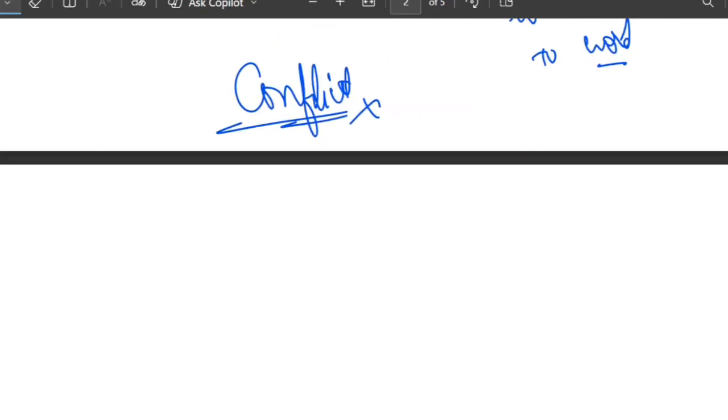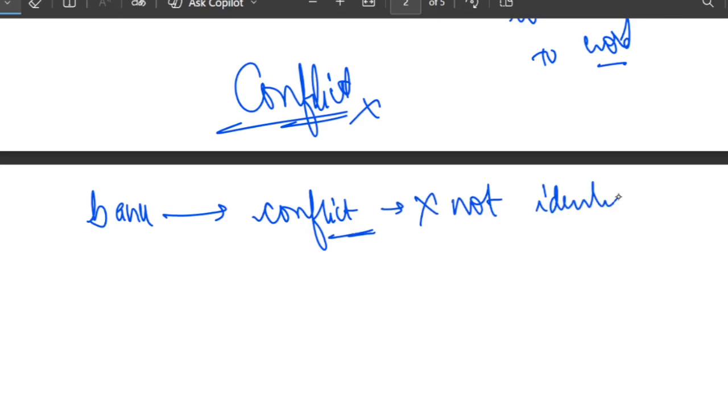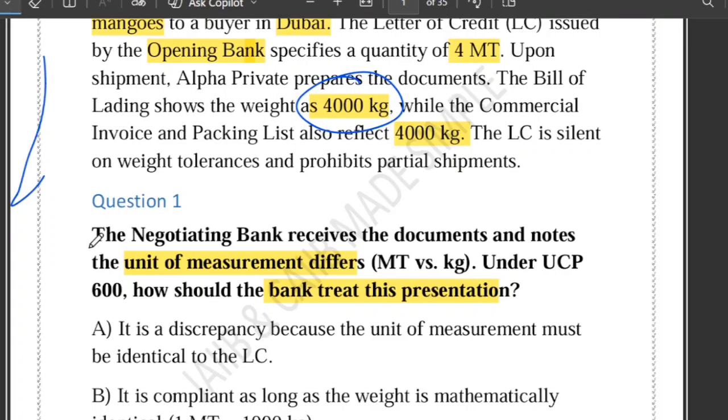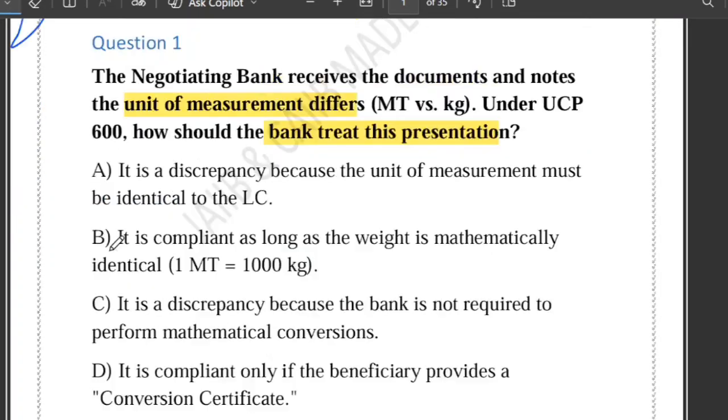Now in this particular case, what does the bank have to do? Bank has to check for conflict, not identical wording. Bank does not need to check for identical wording, right? So as you can see, in this particular case there is no conflict because both mean the same weight. Either you say 4 metric ton or you say 4000 kg, both mean the same weight. So there is no conflict. So the presentation is fully compliant. As per Article 14(d), yes, presentation is fully compliant. So the correct answer to this question is obviously option B.